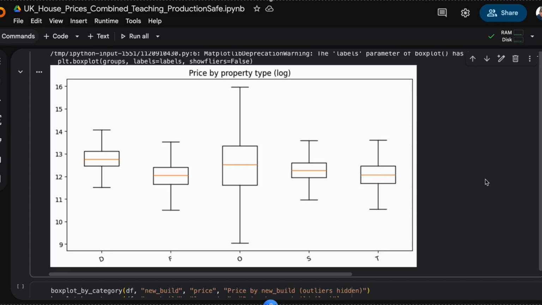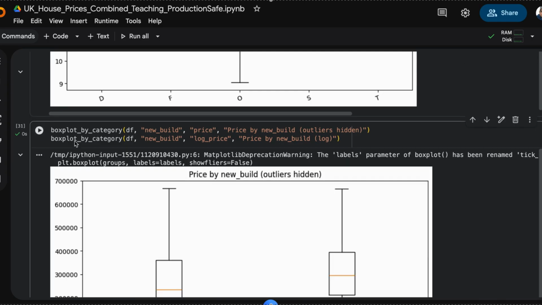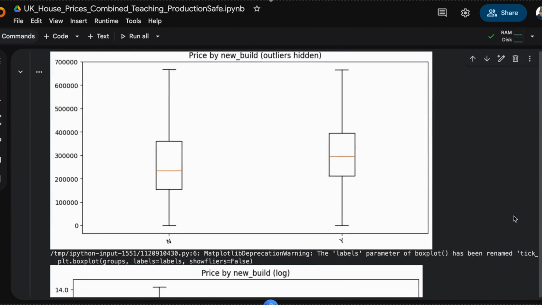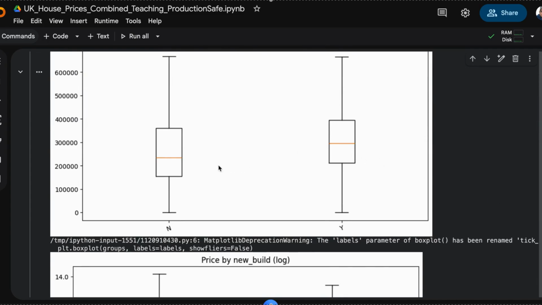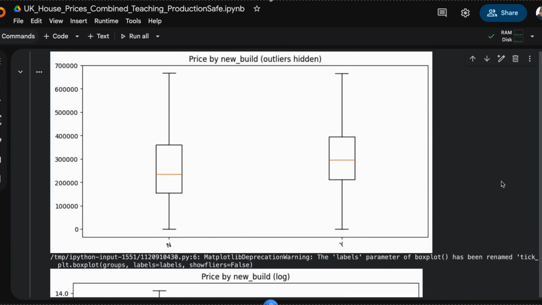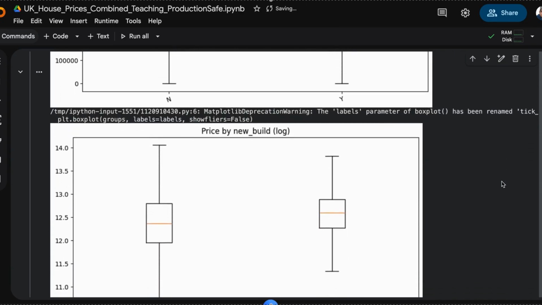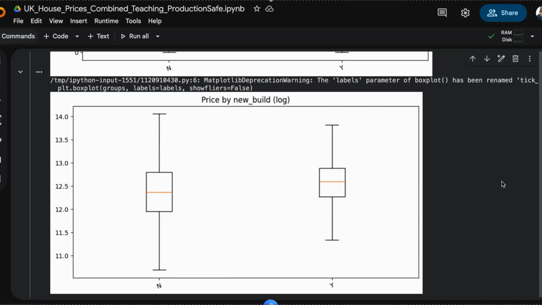Now we examine whether new builds command a premium. We observe that new build properties generally have a higher median price compared to non-new builds. This suggests a potential new build premium. However, we must remember that price differences may also be driven by location and property type. This is univariate analysis. It does not control for other variables. That shows sophistication.